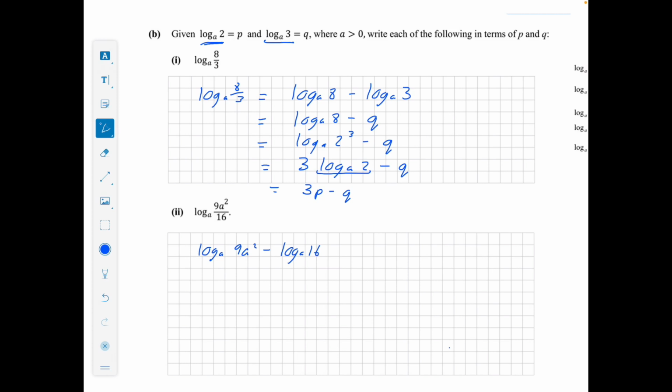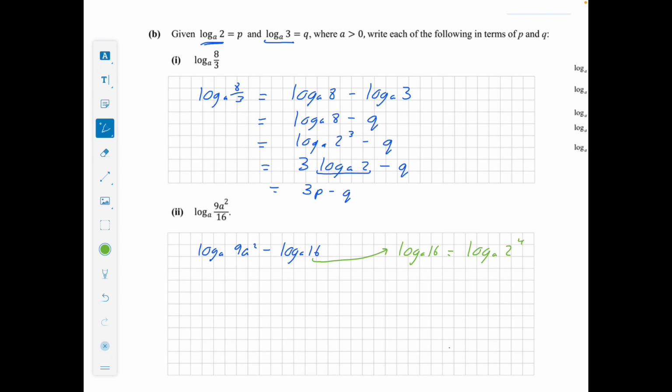Okay, now always keep an eye on what we're looking for. So we're looking for log to base a of 2 and log to base a of 3. Okay, first thing I'm just going to go off to the side here and do a bit of rough work because there will be quite a few changes here. I can immediately see log to base a of 16.